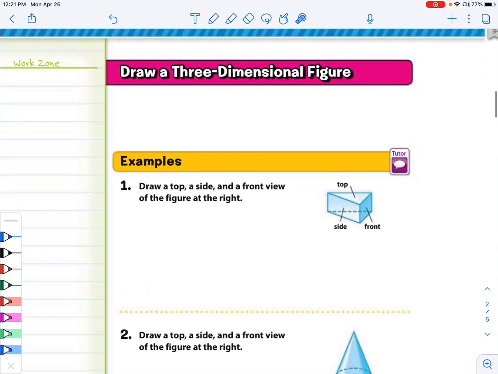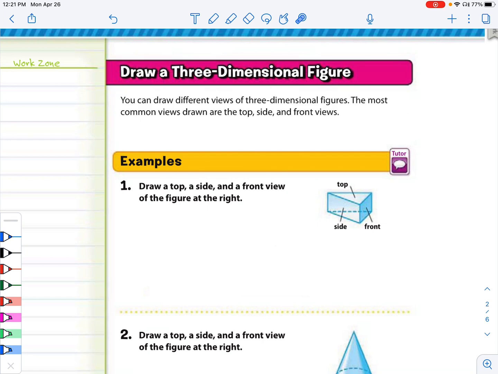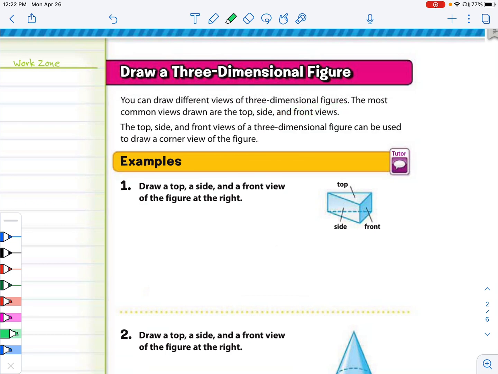So let's draw a three-dimensional figure here. And you can draw different views of three-dimensional figures. The most common views drawn are top, side, and front views. And this is what we're going to be using. We're going to be drawing it using the top, side, and front views of our three-dimensional figure. Also, the top, side, and front views of the three-dimensional figure can be used to draw the corner view of our figure.